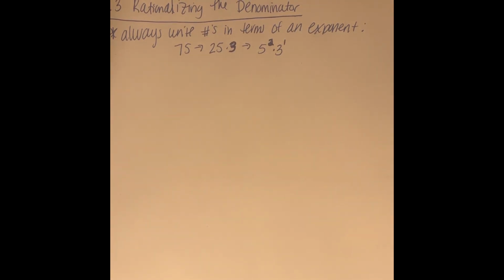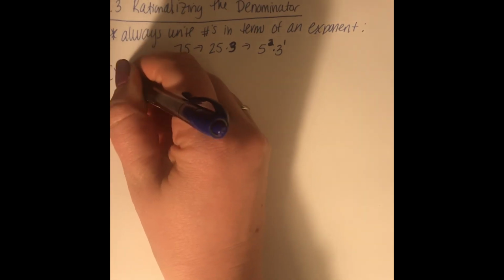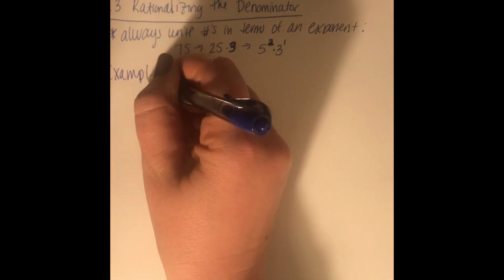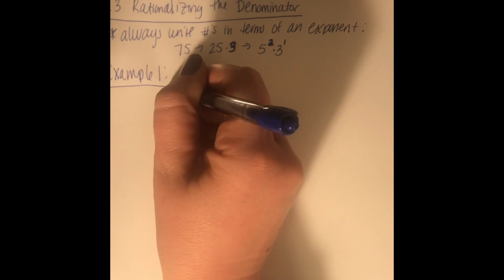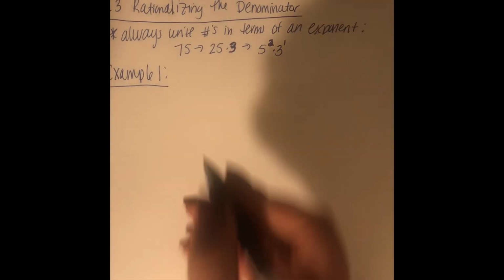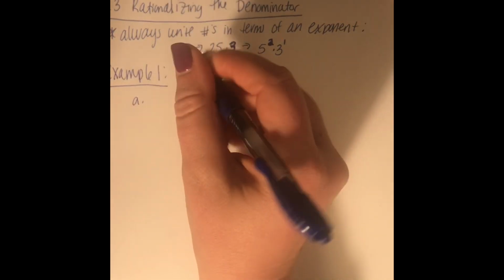All right, so there's not really any notes. We're just going to go through a couple of examples together. We have, I think, 7 examples to do. So example type 1 is just called rationalizing the denominator. So our first one is example A.